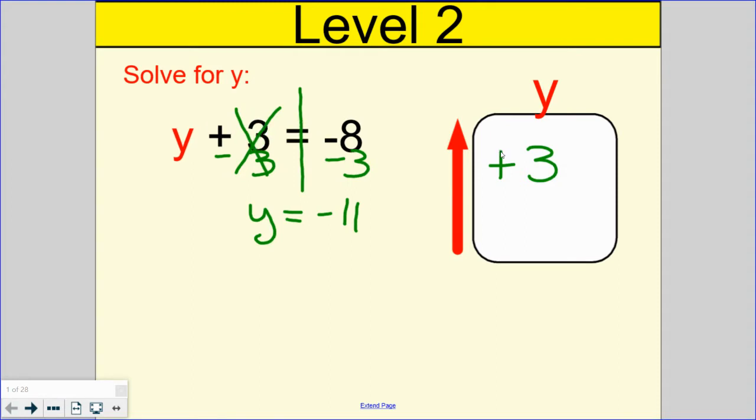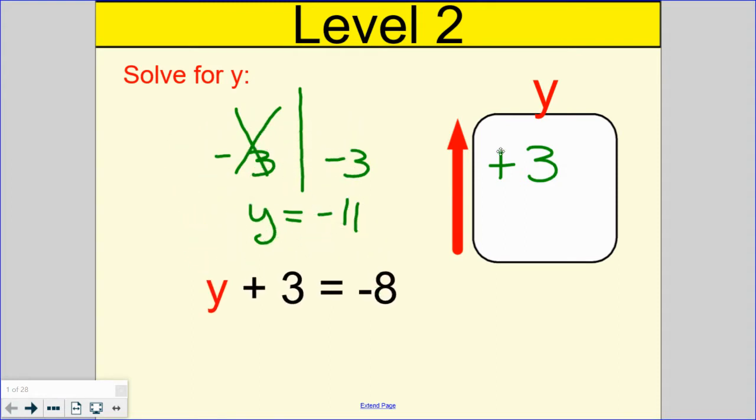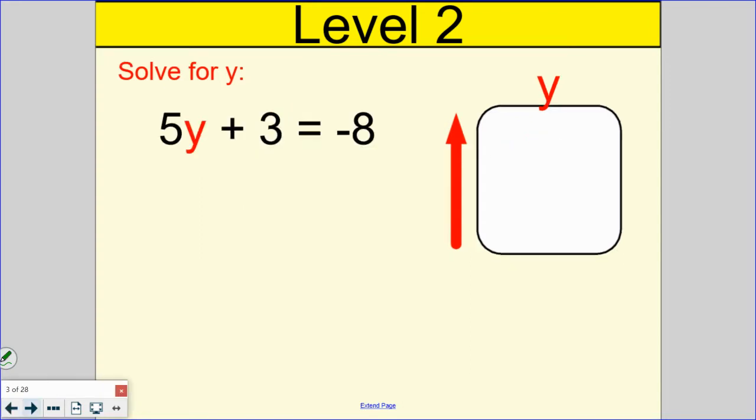Remember, it's always great to check your answers. So if we take our equation, and instead of the variable y, we know we've got negative 11. And in our calculators, we could figure out that negative 11 plus 3 is equal to negative 8. And does that equal negative 8? Yes, that checks.